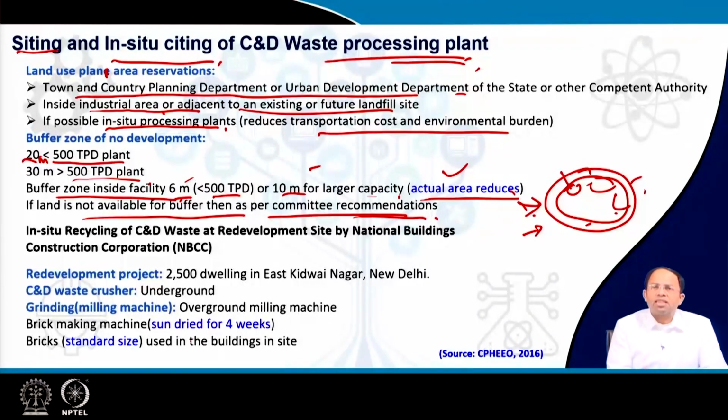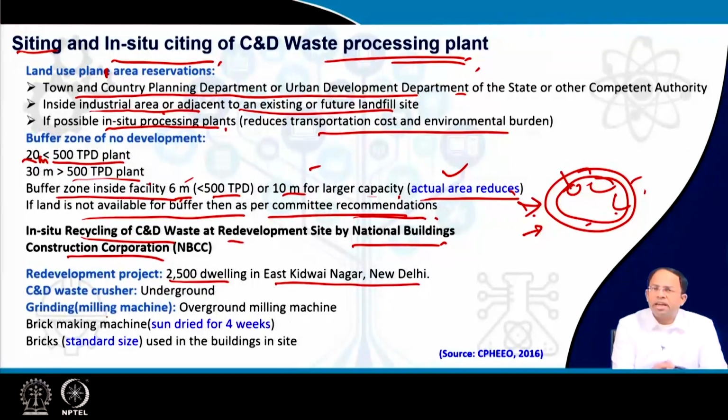Now, as we have discussed, in situ is always better because of reduction in transportation cost. So, National Building Construction Company (NBCC) has developed an in situ recycling C&D waste plant in one of its redevelopment sites. This site is at East Kidwai Nagar in New Delhi. It includes 2,500 dwellings which need to be redeveloped.